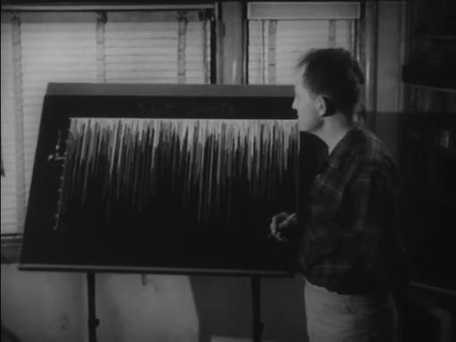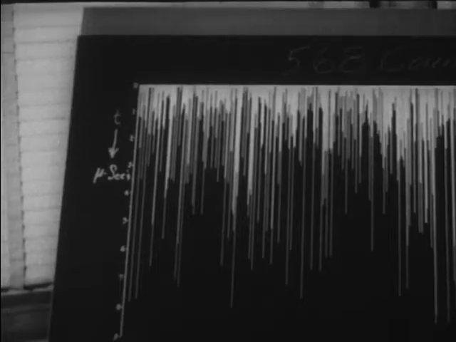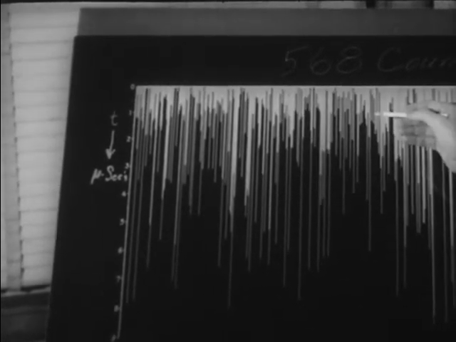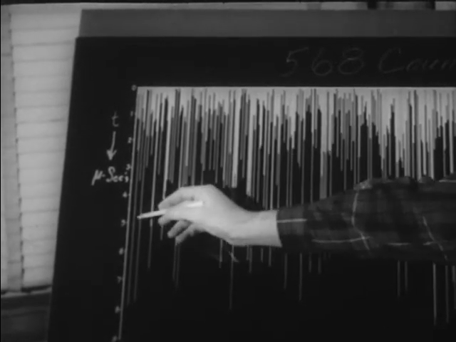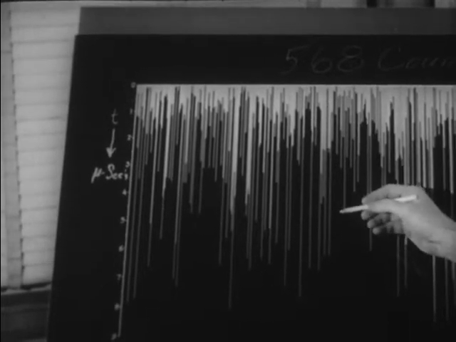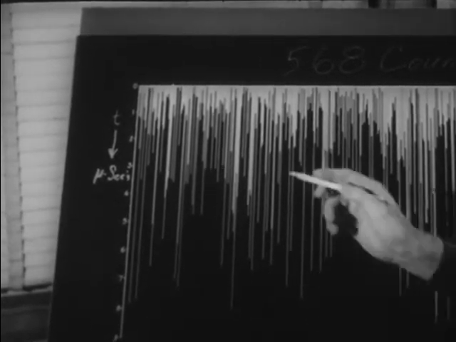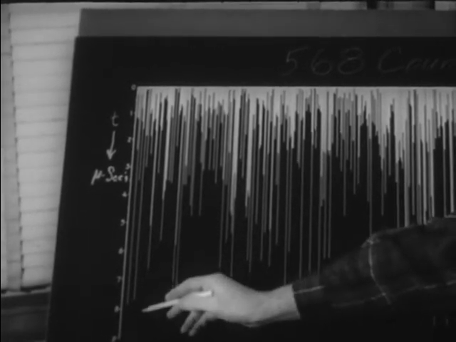So you can think of the mu-mesons as coming down in a steady rain from hour to hour. Many mesons live for as long as 1 microsecond. Fewer live for 2 microseconds. By the time we get to 5 microseconds, only a small fraction of the original number remains. And by the time we get down to 8.5 microseconds, which is the longest time we can see on the scope face, only a very few mesons are decaying.